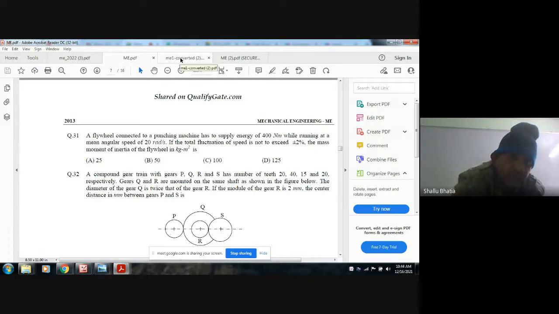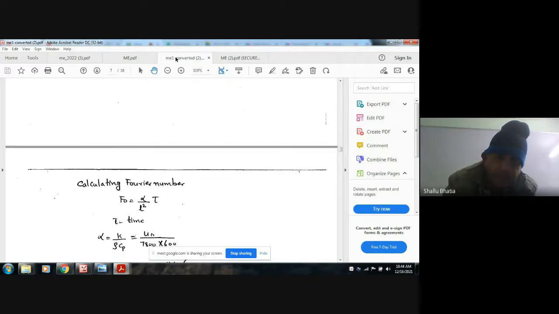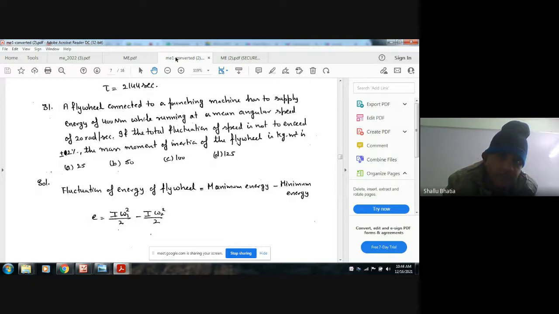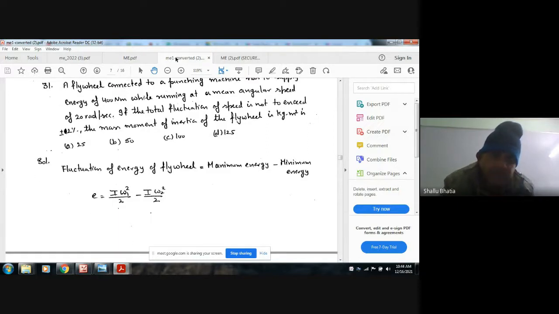Here a flywheel is given and it has to supply 400 Newton meter energy. It is running at a mean speed of 20 radian per second, and the fluctuation of speed is plus minus 2%. As the mean speed is given and the fluctuation of speed is given, we can find out the maximum speed and the minimum speed.